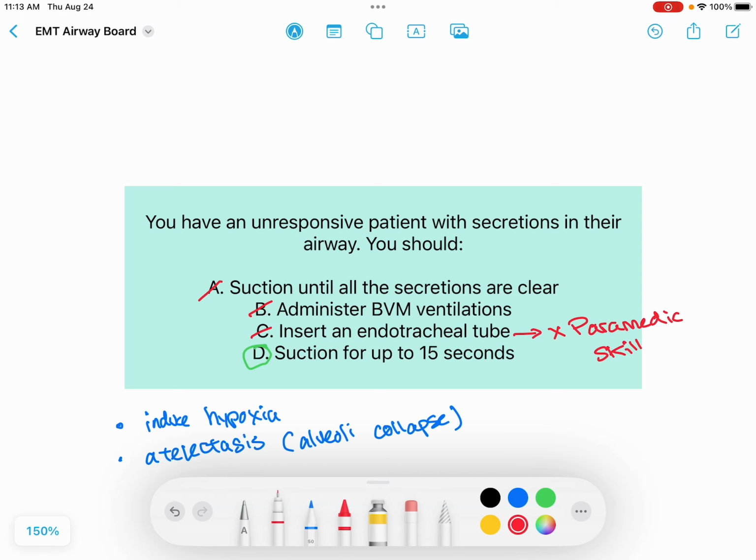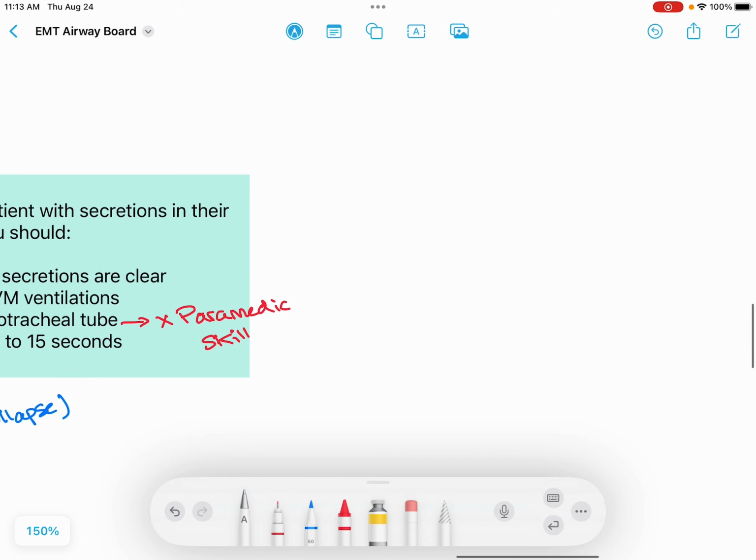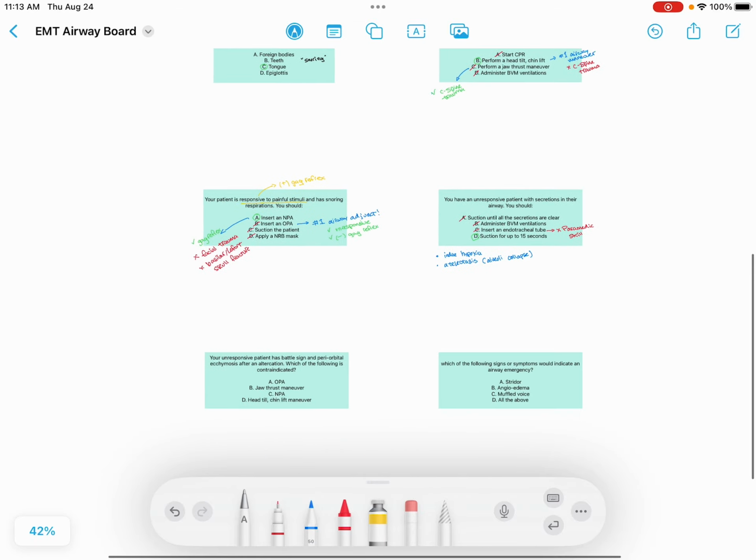So we're just going to suction for up to 15 seconds. If we need to, we can try to oxygenate them again and then go back at it if we need to. In real life, there may be more gray area. I'm not saying that there isn't, but for testing purposes, suction for up to 10 to 15 seconds. All right, moving on.